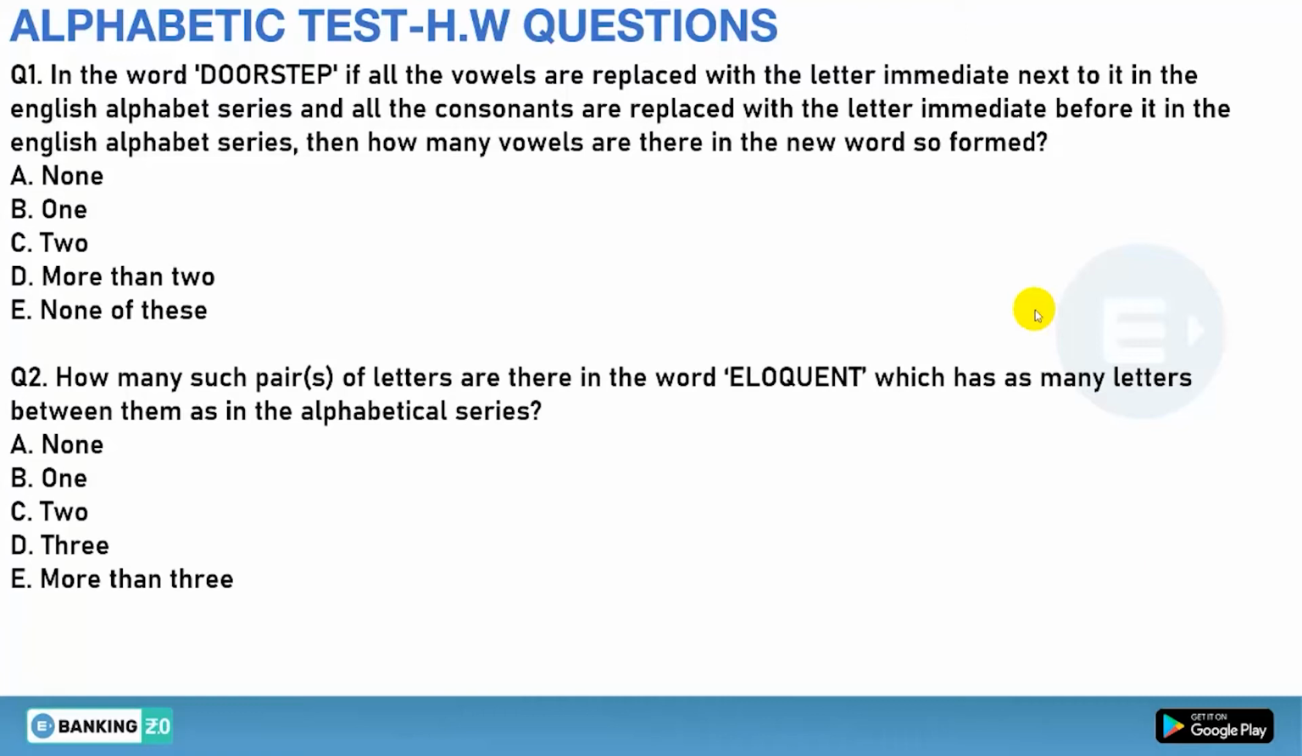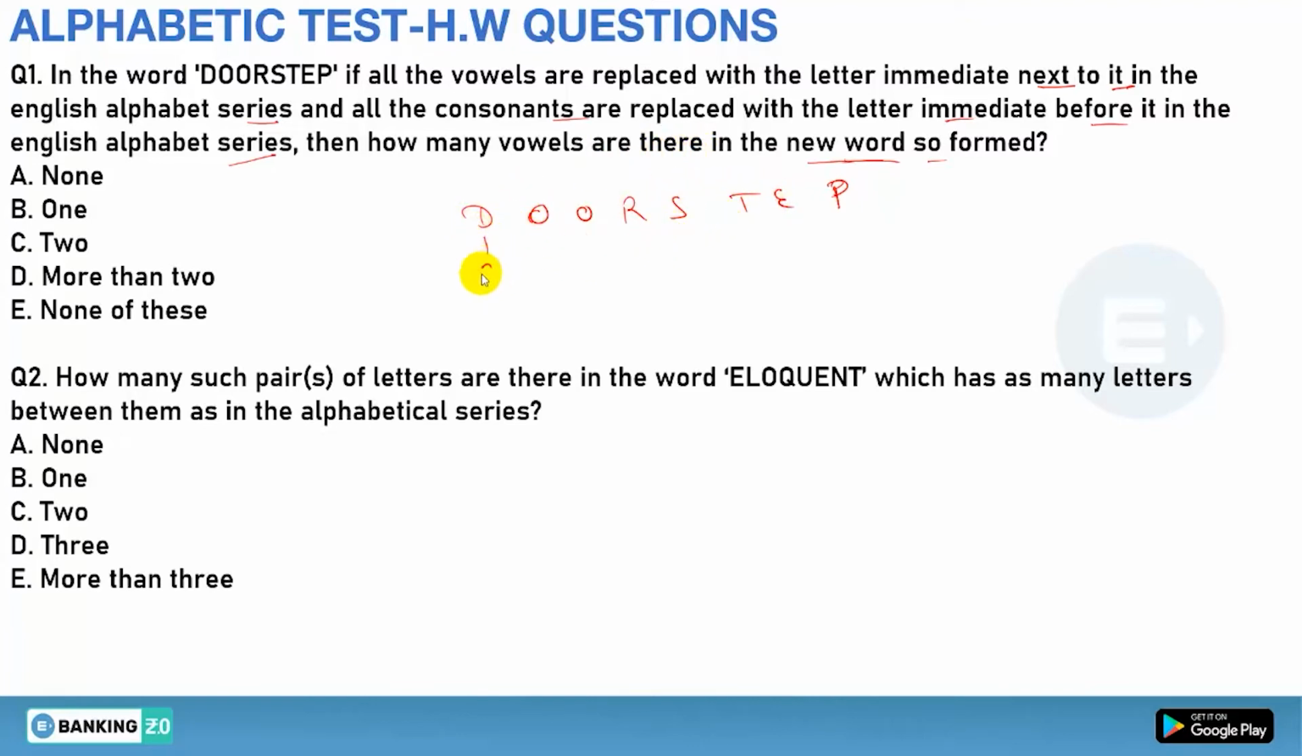So there you have question number 1 and 2. In the word doorstep, if all the vowels are replaced with the letter immediately next to it in the English alphabetical series, and all the consonants are replaced with the letter immediately before it in the English alphabetical series, then how many vowels are there in the new word so formed? So first of all, there is a word that is doorstep. We have to change the vowel to its next letter and the consonant to its previous letter. Then we have to see how many vowels will be there in the new word thus formed.